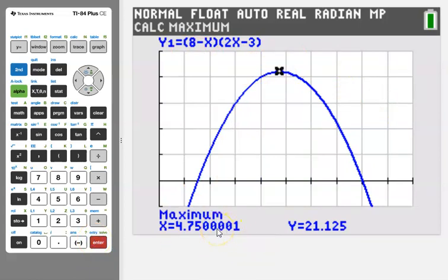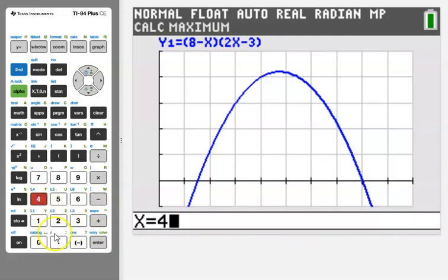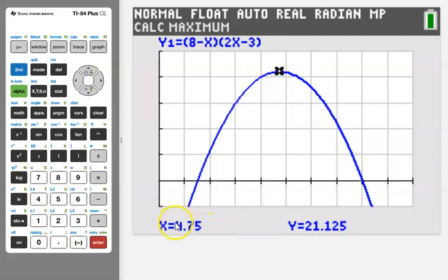Now, for some reason, and we talked about this in the Analyze Functions workshop, this value is sometimes off just barely. This 1 really should not be there. So if you want to get exactly 4.75, you can just type 4.75, enter, and you'll see it's exactly 4.75. This value did not change, so you know you're in the right spot.